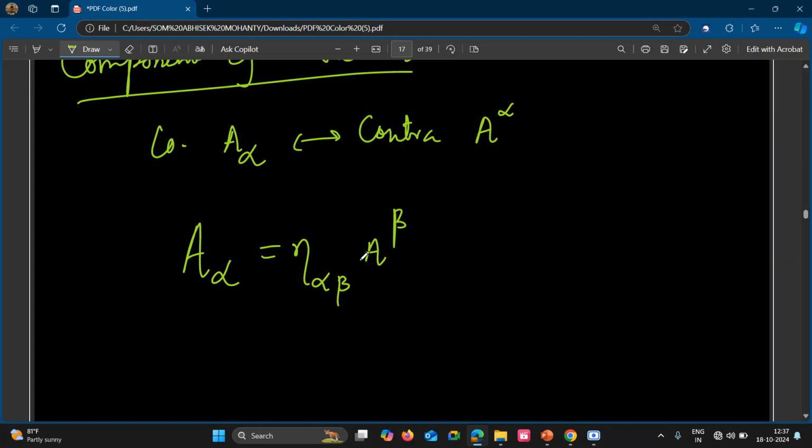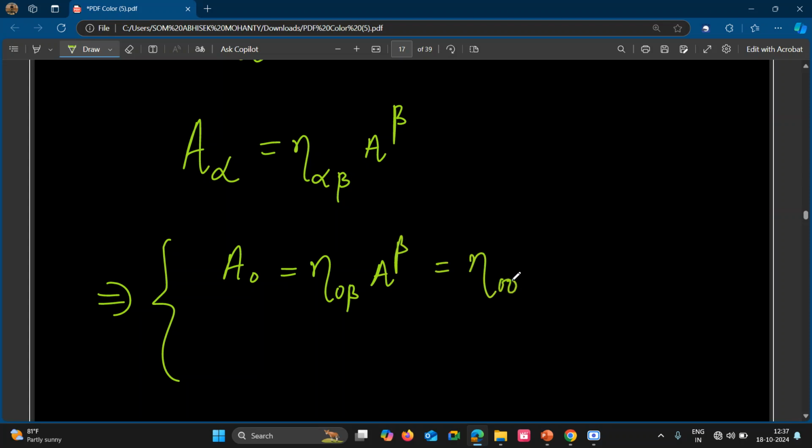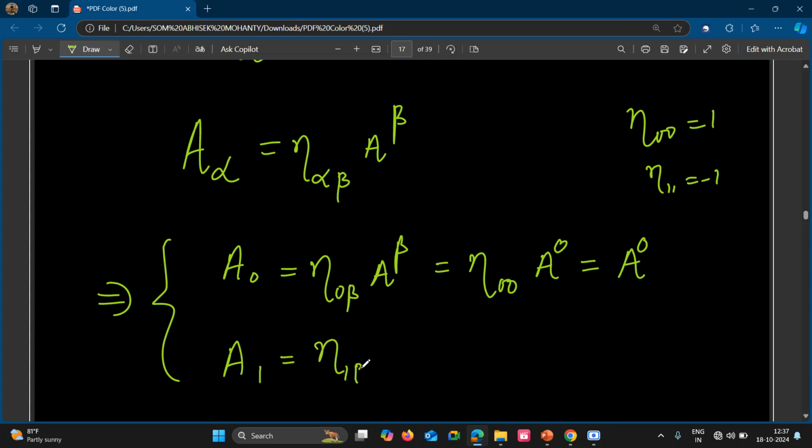So here beta beta cancel out, so eventually it is A alpha, right? So this can be written also. See here A zero, suppose I write A naught. So eta naught zero beta A beta. Right, we can write it as eta zero zero A zero, which is eventually A zero, because eta zero zero we have studied is one. Eta one one is minus one. Okay, suppose I write A one. A one, suppose eta one beta A beta. So this is one. So eta one one A one.